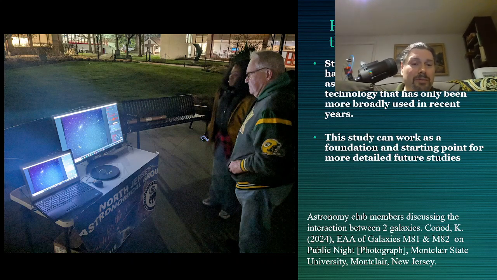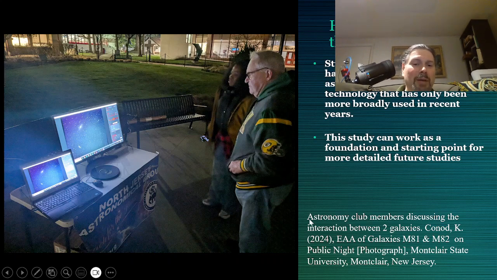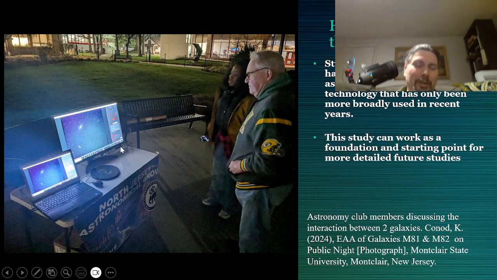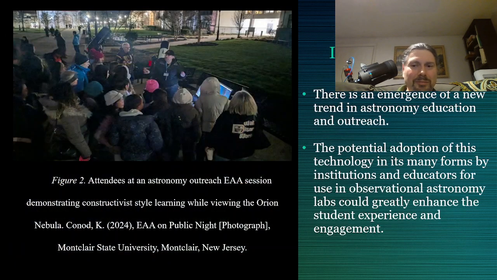So here on the left, it's a little piece of reference to the pictures. This is one of our astronomy nights. This is near the end, and so we had astronomy club members just looking at and actually discussing the interaction between 2 galaxies, Messier 81 and 82. And they're in the part of the sky where the Big Dipper is. So the telescope is out of the picture. It's pointing kind of towards the northeast at this point.